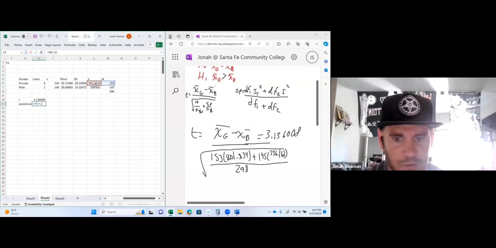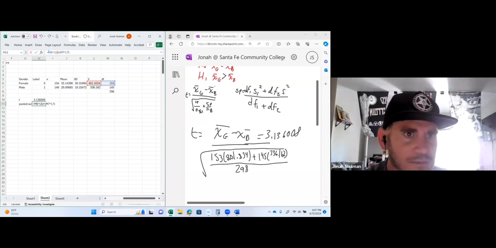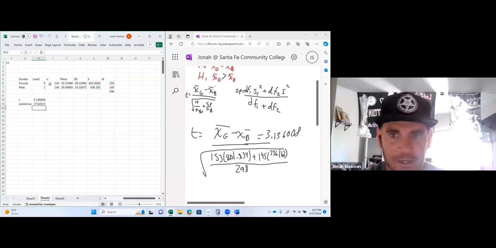Cool. Plus this value times this value. You can put parentheses if you want, but the computer is going to obviously multiply before it adds. If you want to do that, you can. It's up to you. All right, that's the top.